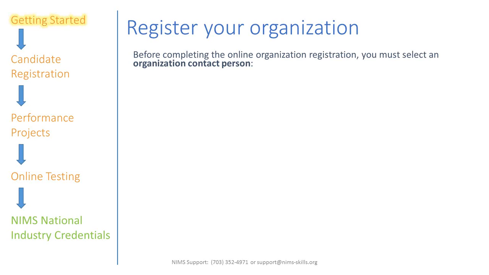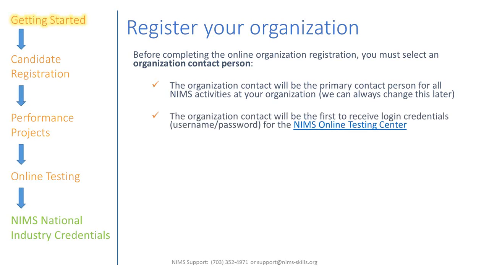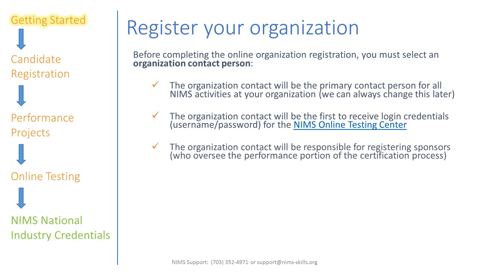Before completing the online registration, an organization contact person must be designated. This person will be the primary contact between your organization and NIMS, though we can always change to someone else later. A username and password will be issued to the organization contact person, and he or she will then be responsible for registering sponsors. Sponsors oversee the hands-on training, and we will get to them in a few minutes. Organization registration is free and only takes a couple of minutes.